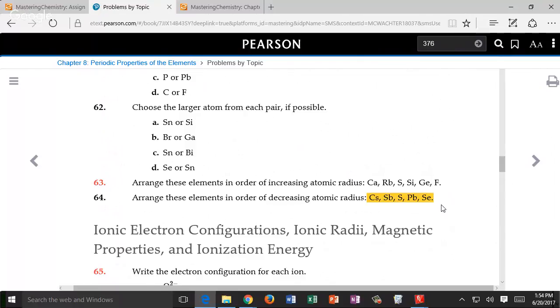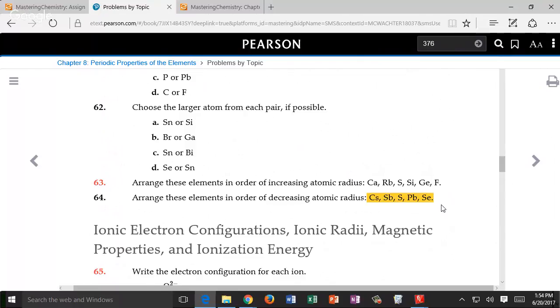Okay, so then we've got just one more, lead. Lead's got to go in between here, because it is definitely going to be bigger than antimony, but it's smaller than cesium because it's over to the right compared to cesium. So if you follow those trends, you can do these kinds of things.